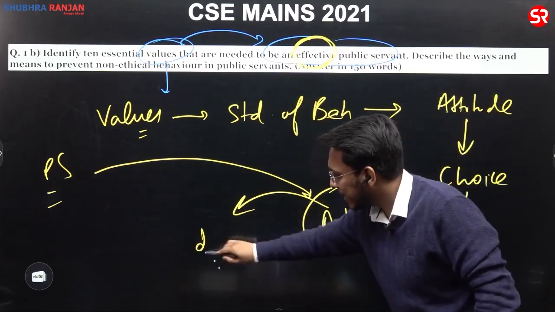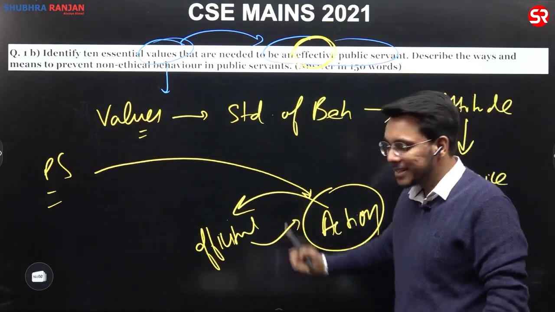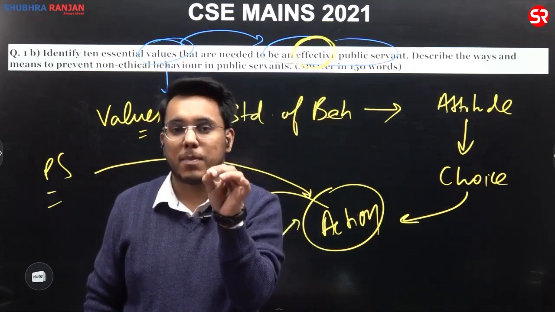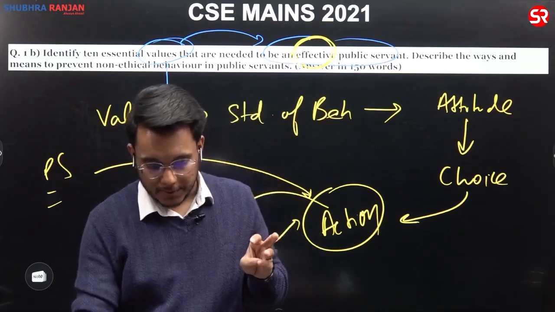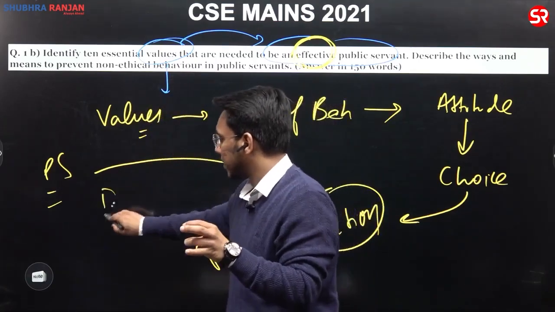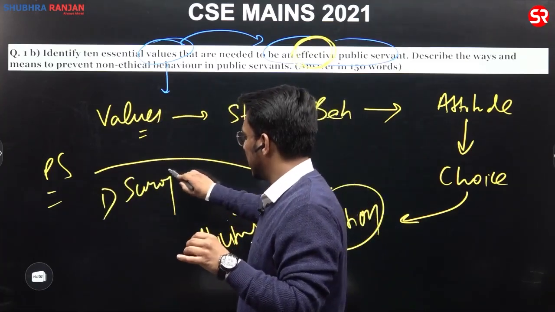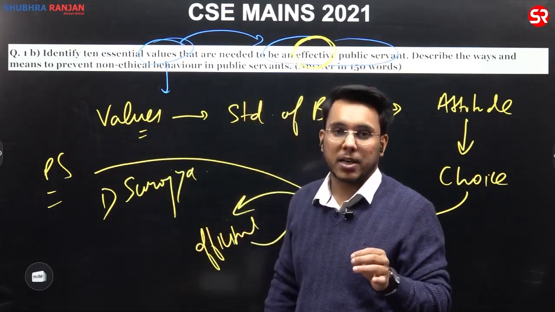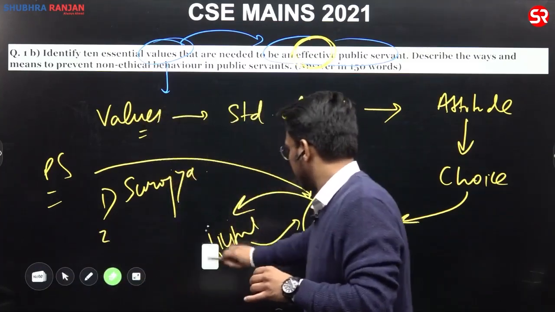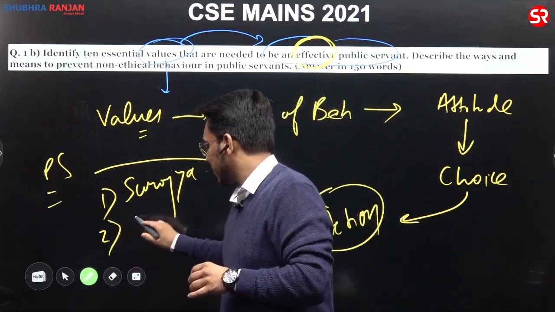Now, what do we mean by effective action, or effective behavior? A question comes here: what is an effective behavior? I am talking about effective behavior by a public servant. Effective behavior by a public servant is one which fulfills three things. What are these three things? Number one, it should fulfill Surajya, the good governance. Secondly, it should fulfill the Sarvodaya.